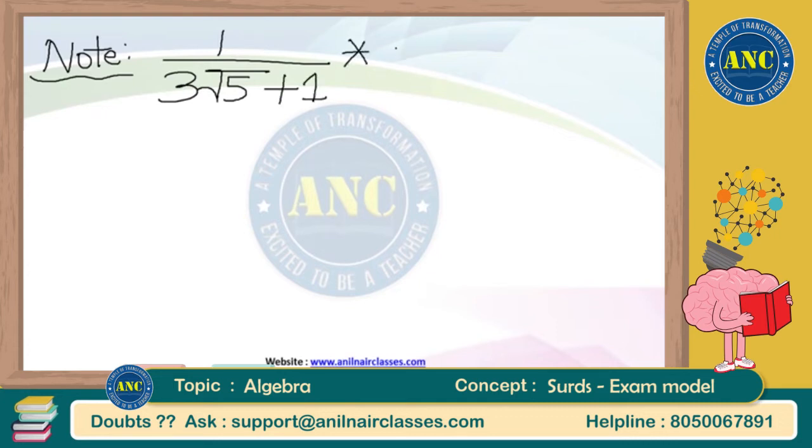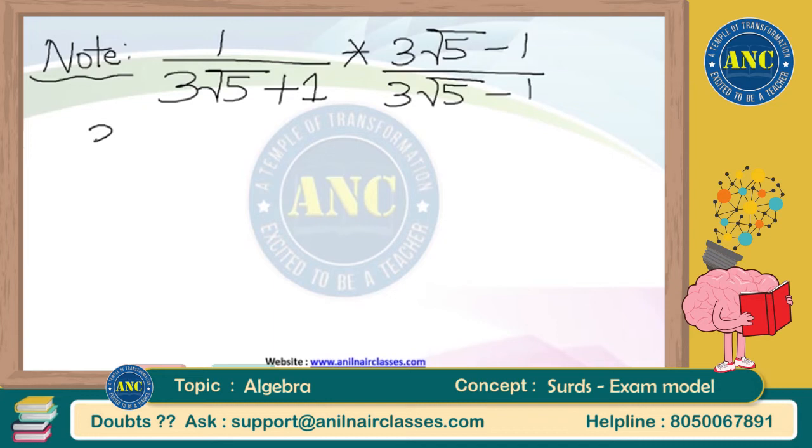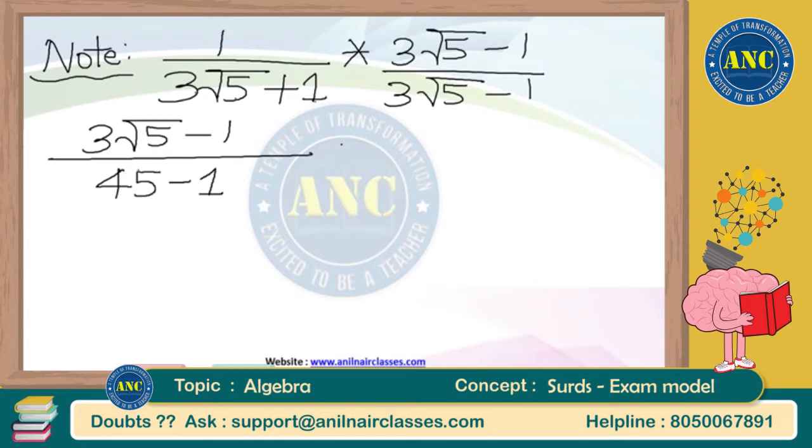Now if I rationalize it, this becomes 3 root 5 minus 1 divided by 3 root 5 minus 1. Now simplify, this becomes 3 root 5 minus 1. Denominator is a plus b into a minus b, a square. 3 square is 9, root 5 whole square is 5. 9 into 5 is 45. 45 minus b square, 1 square is 1. 45 minus 1, denominator happens to be 44. Numerator has the different sign from what we had in the question. If it is plus in the question, numerator will have minus.